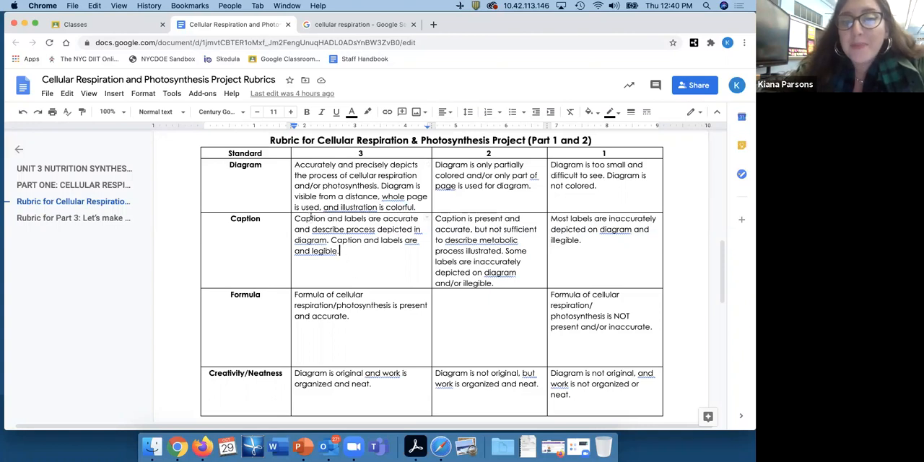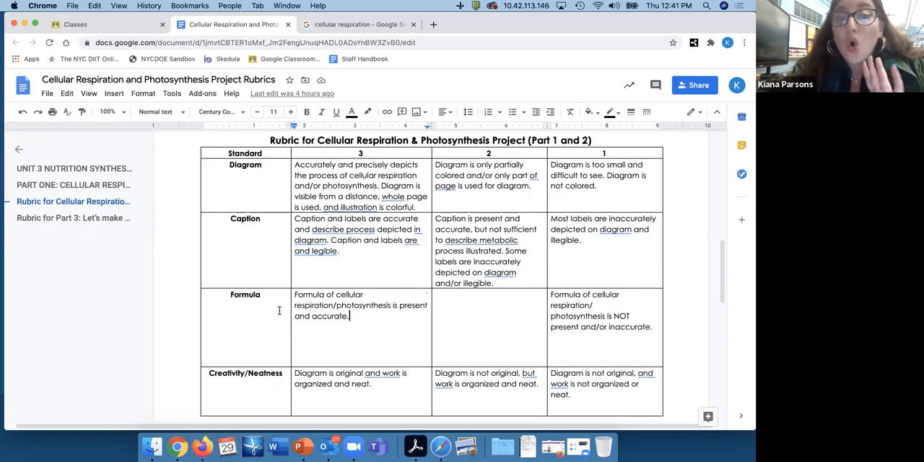All right, for the caption. So the caption and labels are accurate and they describe the process depicted in the diagram, meaning you are accurately identifying the products and the reactants, and your caption, which only has to be 1 to 2 sentences, it does not have to be very long, is accurately describing the process of cellular respiration, where the chemical bonds in glucose are broken apart in the presence of oxygen in order to produce energy that is usable by the cell in the form of ATP. So you want to make sure that you have a scientifically accurate description using appropriate scientific vocabulary to describe this process.